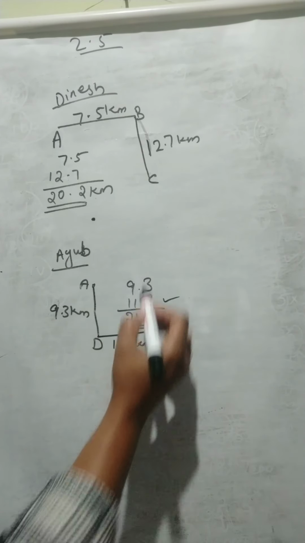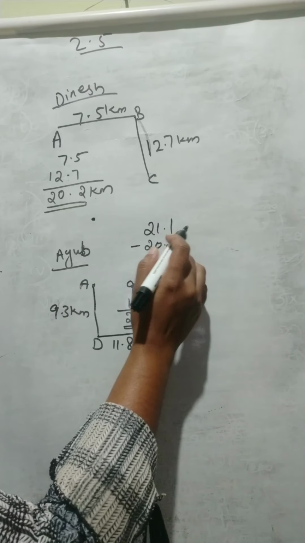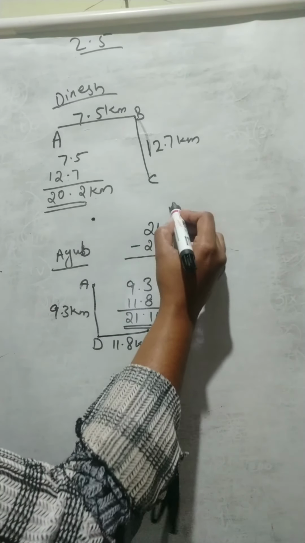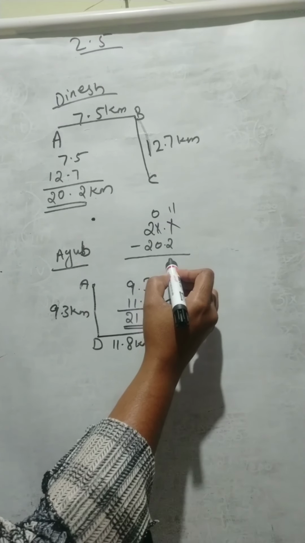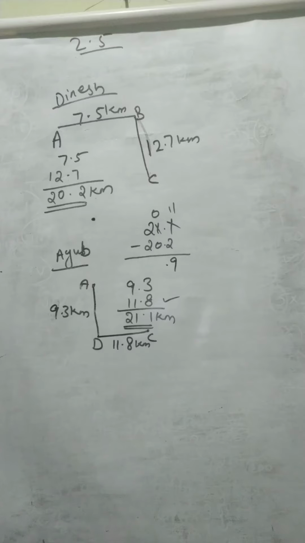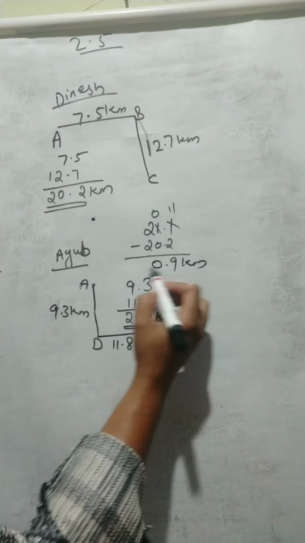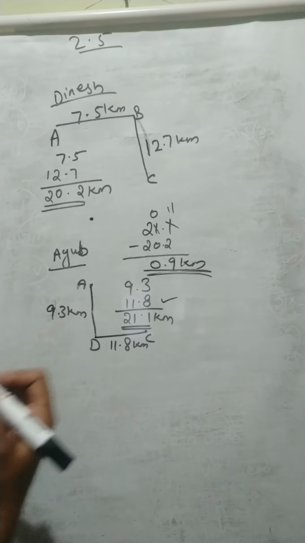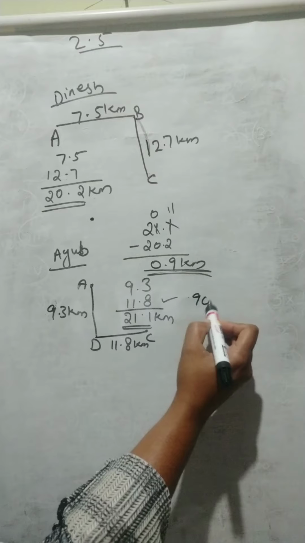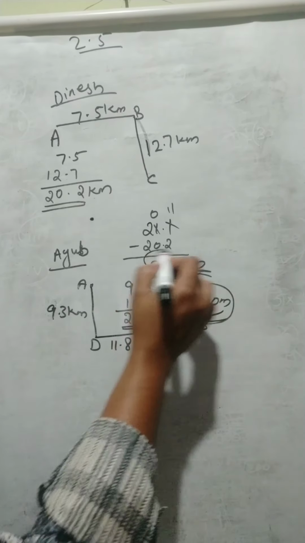Here it is 21.1 minus 20.2. Here 11 will be there, so here will be 0. 11 minus 2, that is 9. So we can say 20 minus 20 is 0. That much kilometer. So how much more? 0.9 kilometer. We know 0.9 kilometer is equal to 900 meter, that is the difference.